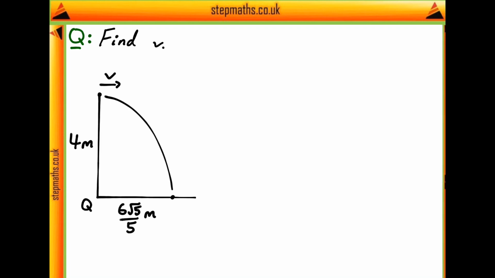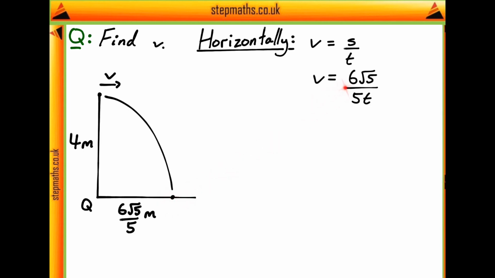So, to try and have a bit of a think about this question, let's do what we normally do with projectiles, and let's resolve them into two different components. So first of all, how about we think about the horizontal component? In this case, there's no acceleration, so we simply know that speed is just distance divided by time. We can substitute in the horizontal distance we travel between Q and the point at which the projectile lands to give us that v is just going to be equal to 6 root 5 over 5t. So this is all we can do in the horizontal direction.